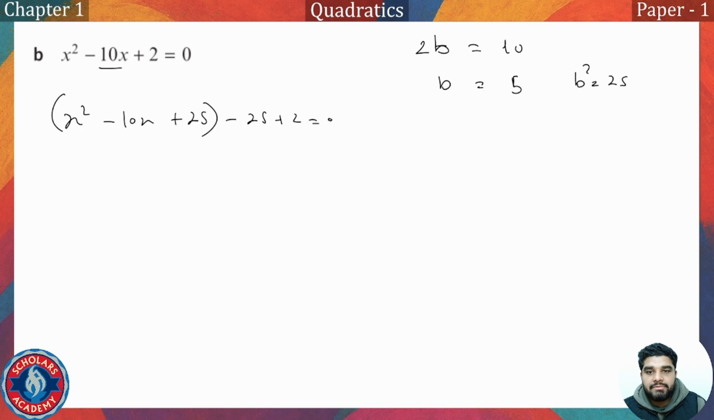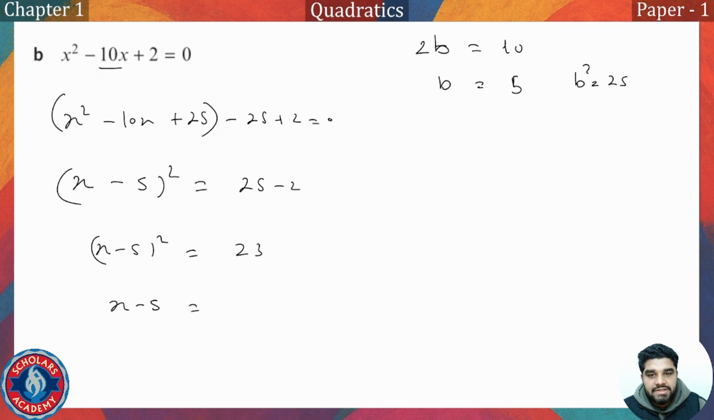So this will be our a plus b whole square, or over here a minus b whole square. So (x minus 5) whole square is equal to 25 minus 2. (x minus 5) whole square is equal to 23. x minus 5 is equal to plus minus root of 23. x is equal to 5 plus minus root of 23. That's our answer. I hope it is clear.